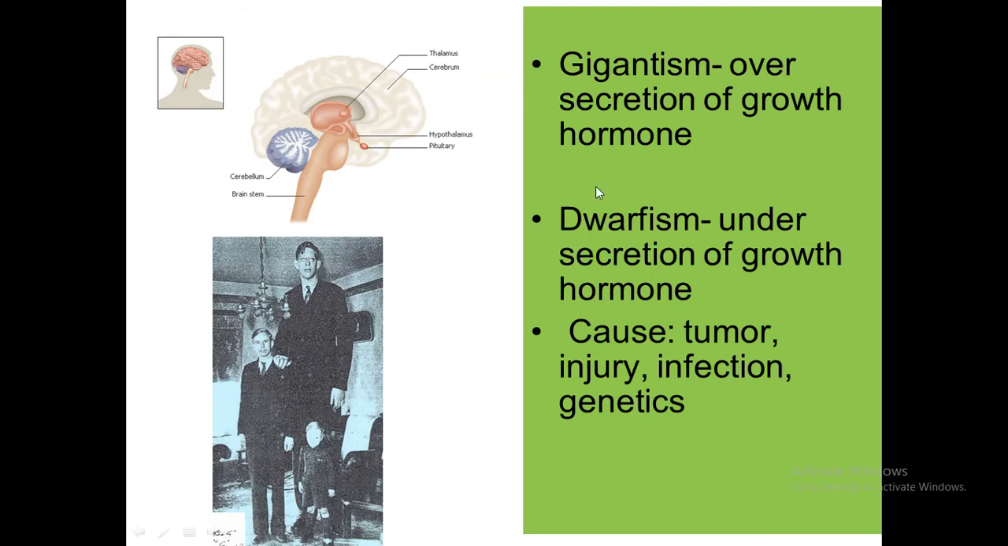Dwarfism means less secretion of growth hormone, which affects the man so he cannot grow tall. Look, this is dwarfism, and he is a short man. This is called dwarfism disease. So undersecretion of growth hormone, caused by tumor, injury, infection, or genetics, causes these two diseases.